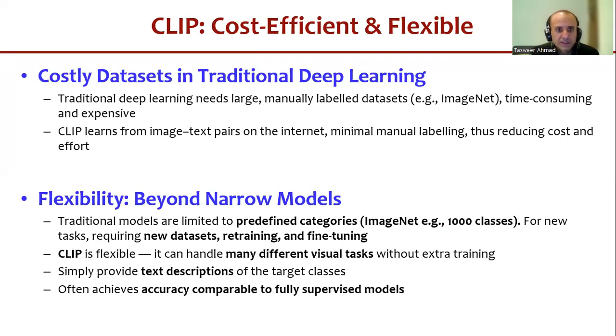CLIP also brings flexibility beyond a single task or narrow models. Traditional models are limited to predefined classes, and for a new task we require, as I told before, new datasets, retraining and fine-tuning. CLIP is flexible in the sense that it can be leveraged for many different visual tasks without extra training, by simply providing textual descriptions. CLIP also achieves performance comparable to fully supervised models, with minimal training.